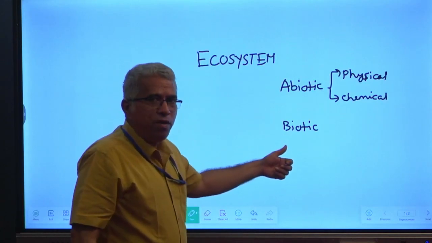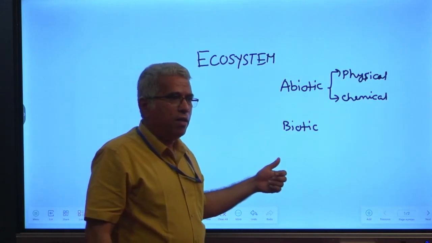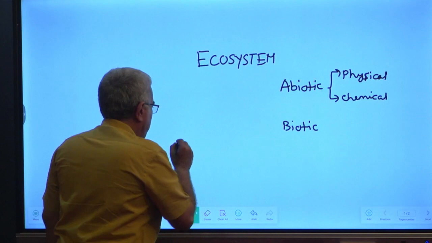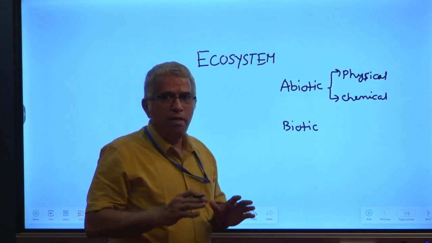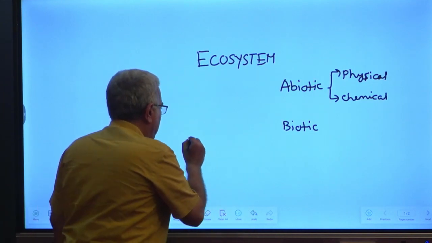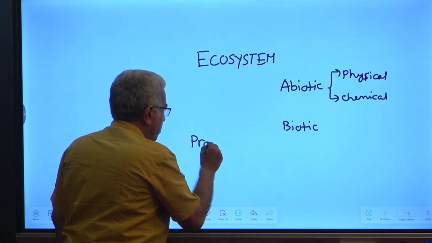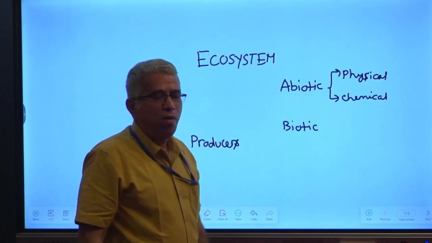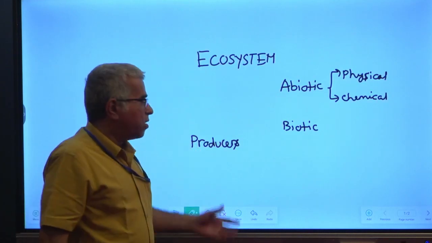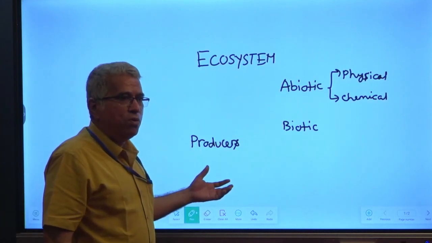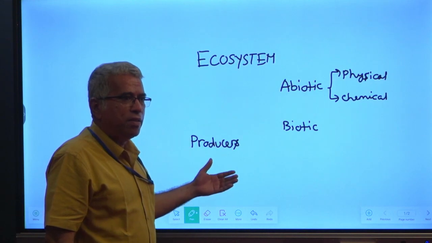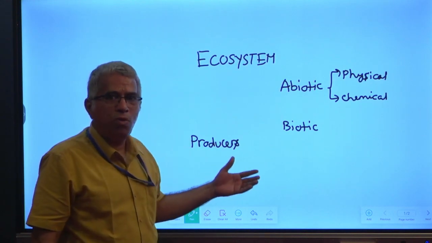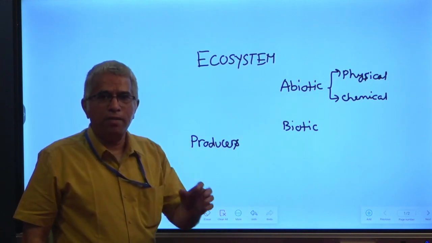And coming to the biotic factors, they are represented by living organisms. And these living organisms are divided again into some categories. There are certain living organisms that are called producers. These are called producers because they can produce their own food materials. They can synthesize their own food materials. They are autotrophs. Best example, plants.